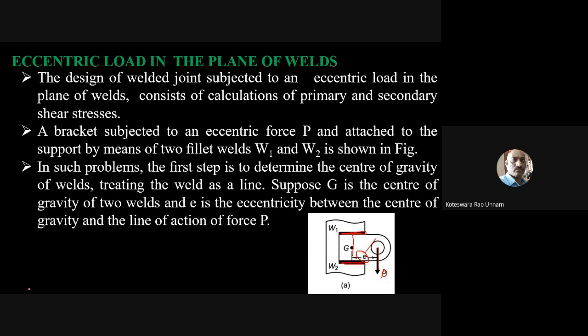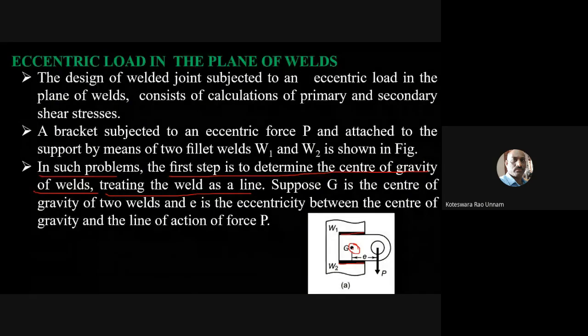In that case, how can I compute the primary shear stress and the secondary shear stress? Like I already told, the first step in such problems is to determine the center of gravity of the welds. While calculating the center of gravity, you need to assume the weld as a line. So if I take this weld as well as this weld, or any weld, we will treat it as a straight line and try to find the center of gravity.